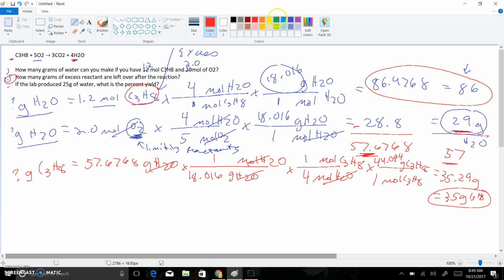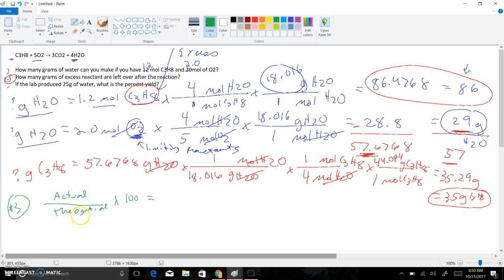Looking at number 3. It says, if the lab produced 25 grams of water, what's the percent yield? In other words, how good did you do? In order to get percent yield, you take your actual and divide it by your theoretical and times it by 100 to make it a percentage. I remember actual is what you actually get in the lab, that's the experiment number, and theoretical is what you do all this stoich for to get.